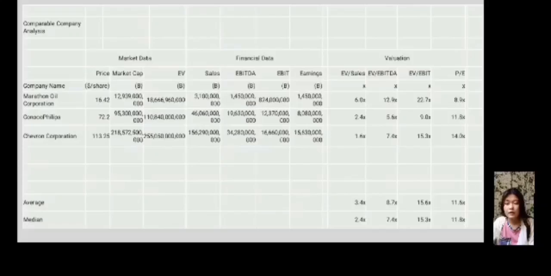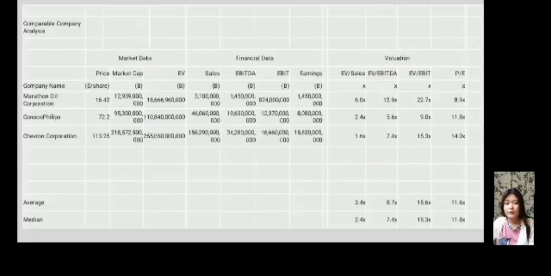As we can see, there are three companies: Marathon, ConocoPhillips, and Chevron Corporation. And we have the calculations for the market cap, the enterprise value, EBITDA, and net income. As we can see in the computations, Marathon Oil Corporation has the highest EV/EBITDA, and it is potentially overvalued if we compare it to the two remaining companies. Also, Marathon Oil Corporation has the highest EV/EBIT among those companies. It indicates that the company's stock is overvalued while its P/E ratio is low.